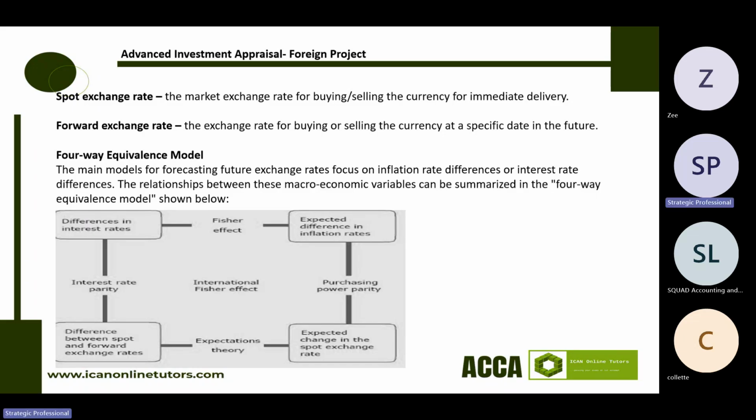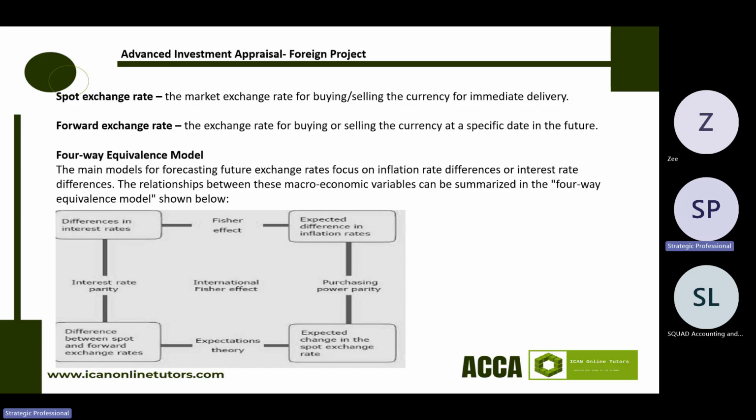Now, if you notice, in the first column we have differences in exchange rates, we have the Fisher effect, and we have the expected differences in inflation rates. When we talk about parity, purchasing power parity uses inflation rate to forecast exchange rates. I come again. Purchasing power parity uses inflation rate to forecast exchange rate, while interest rate parity uses interest rate to forecast exchange rates in the future. Let me stop at that. We'll move on.